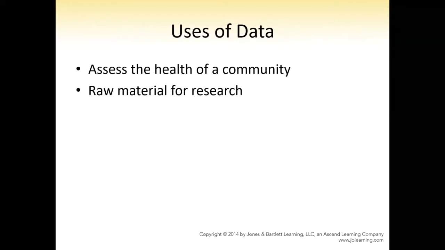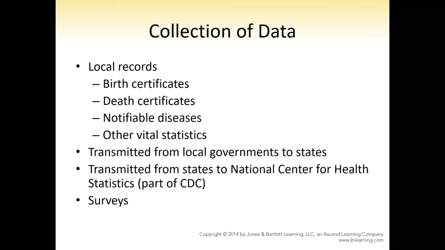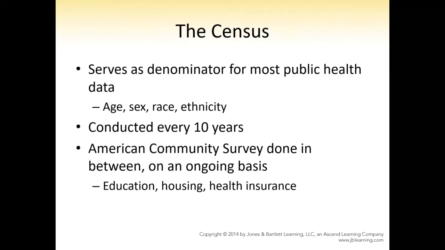And then our last chapter is assessing the health of a community. So what kind of material do we look for in research? You're going to look at birth certificates, death certificates, notifiable diseases, and other vital statistics. Oftentimes, the local governments will transmit this information to states or to the National Center for Health Statistics, which is part of the CDC. And there are national surveys conducted every once in a while to get the health pulse of communities. As you know, we just had one, the national census. They try to look at age, race, ethnicity, income. It's conducted every 10 years.